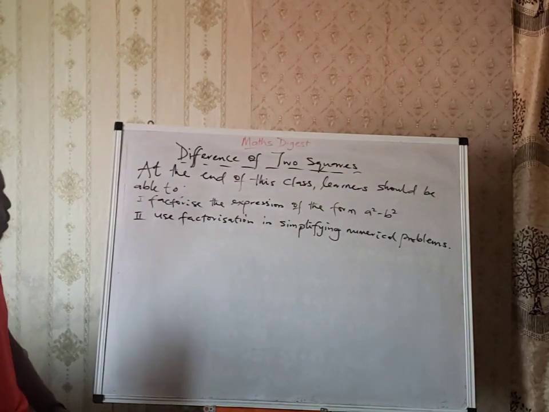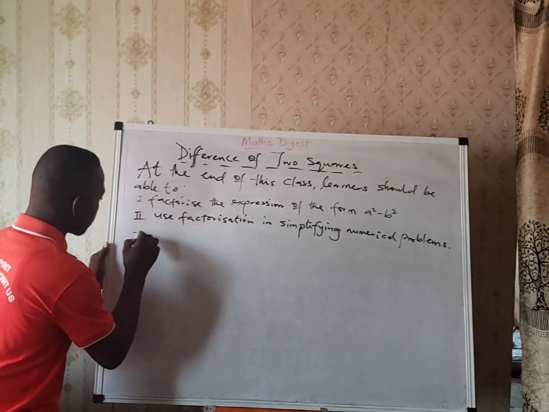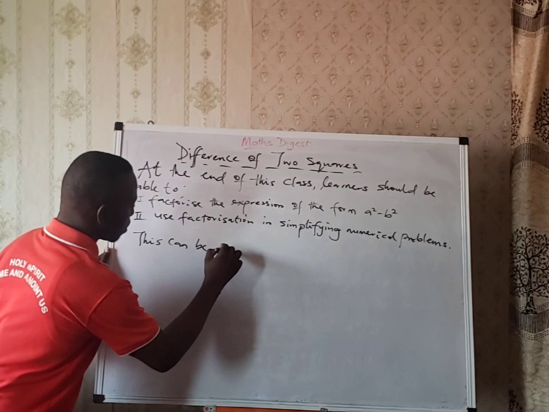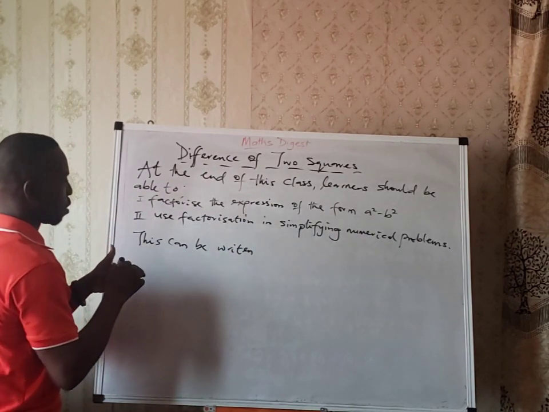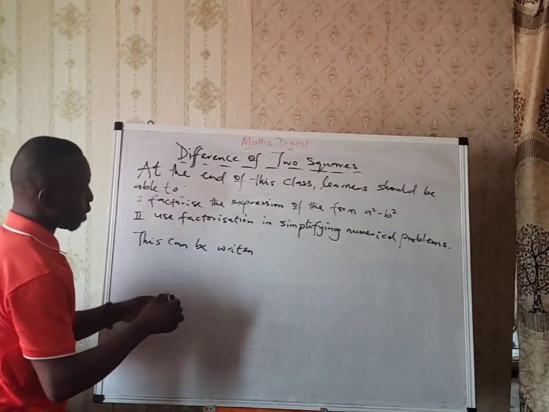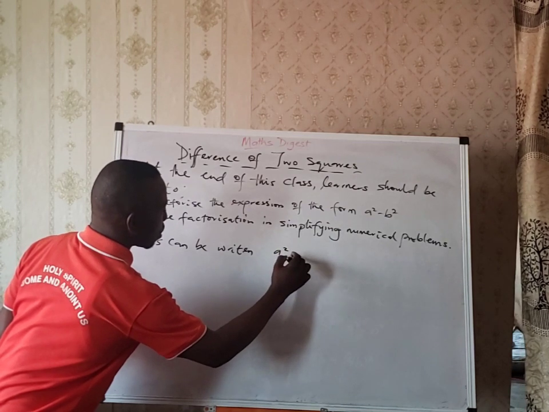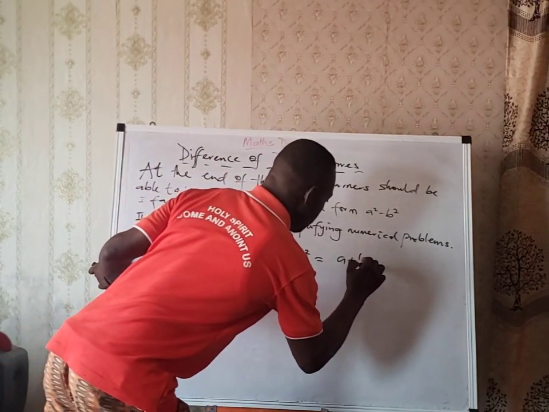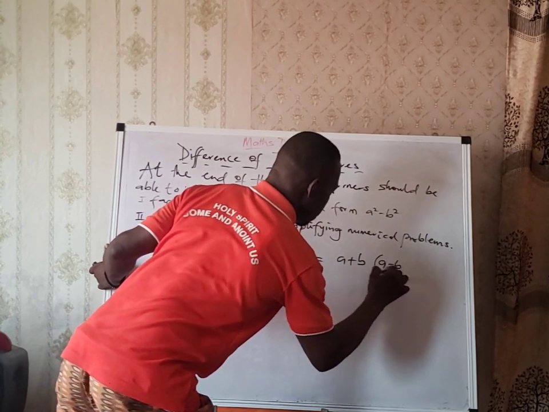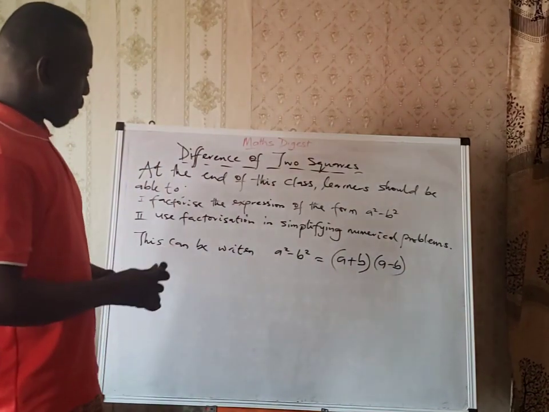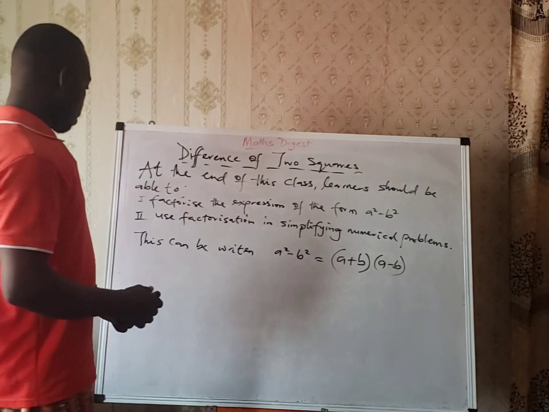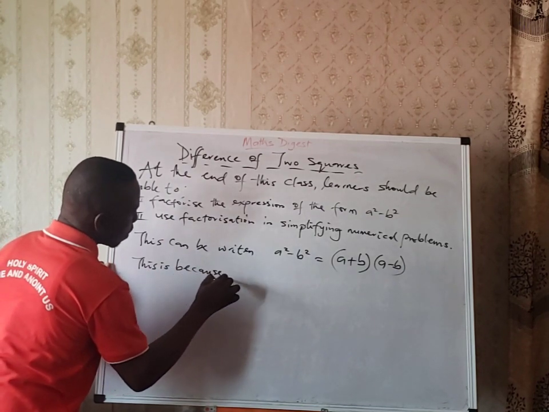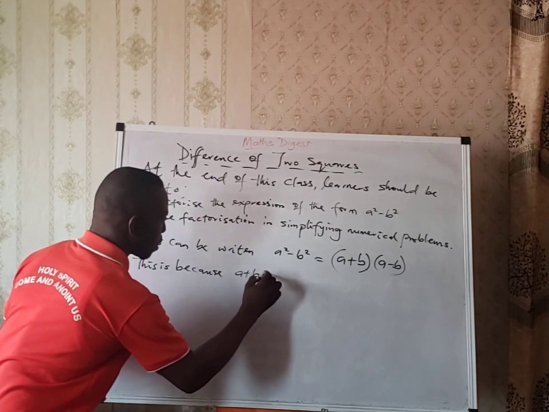All right, so if you remember, a squared minus b squared can be written as a plus b, a minus b. This is because a plus b, a minus b.